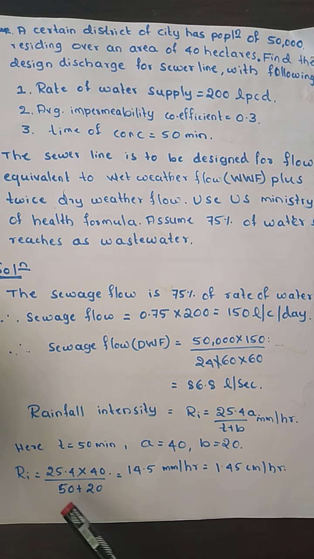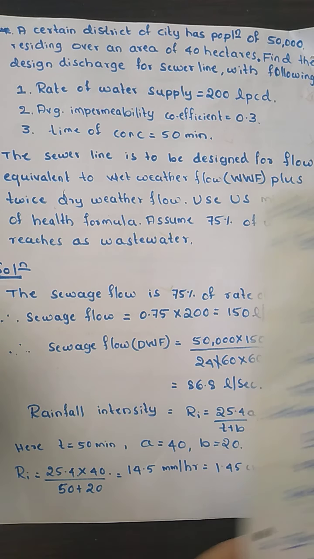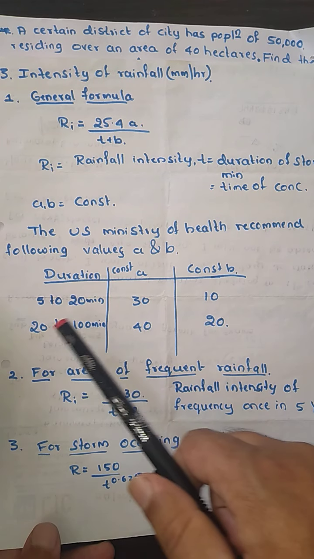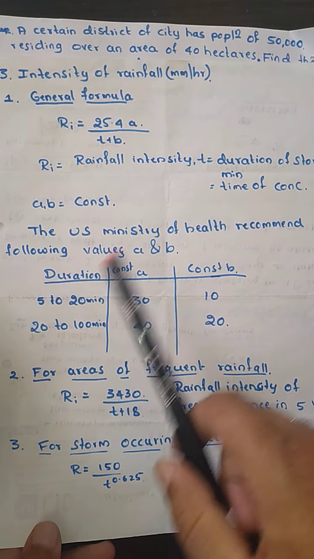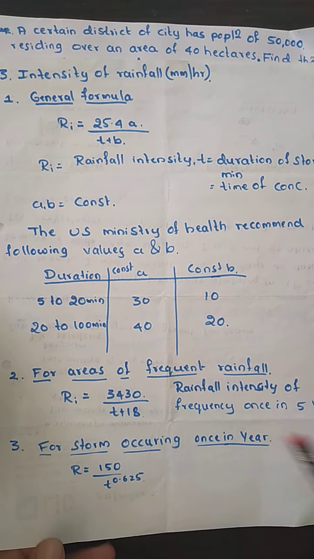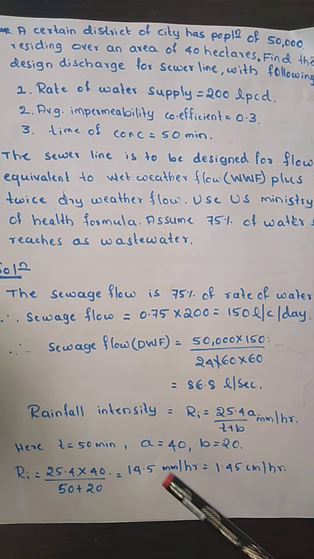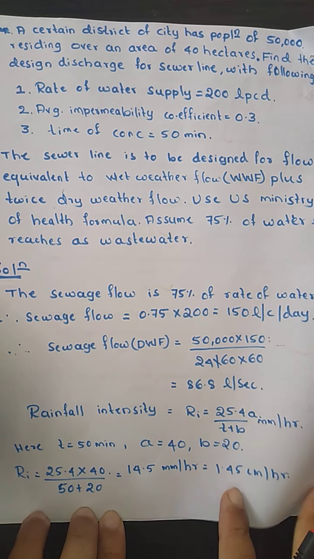Now here T is how much? 50. For 50, how much A value should we take? The duration of rainfall they have given in the problem is 50 minutes. It falls in between 20 to 100 minutes. So the A value will be 40 and the B value will be 20. A is 40, B is 20, T is 50. So Ri, if we calculate it, will become around 14.5 mm per hour. If we convert it into centimeters, it will become 1.45 centimeters per hour.